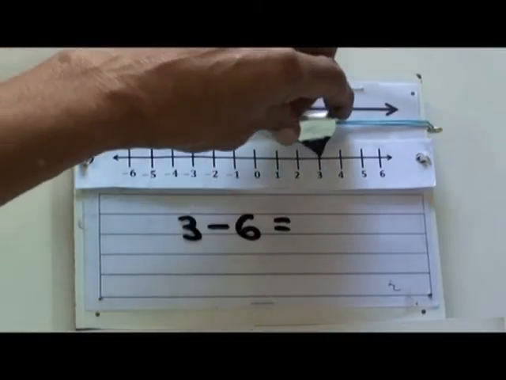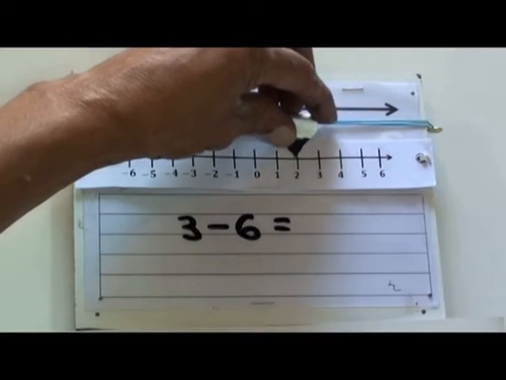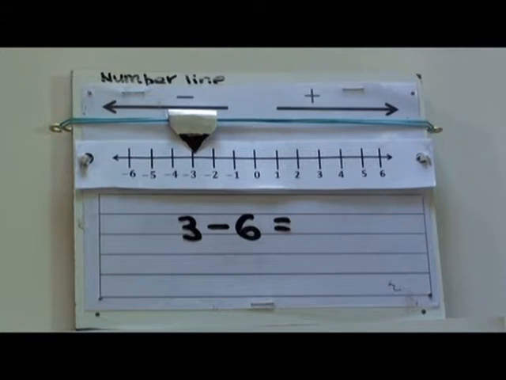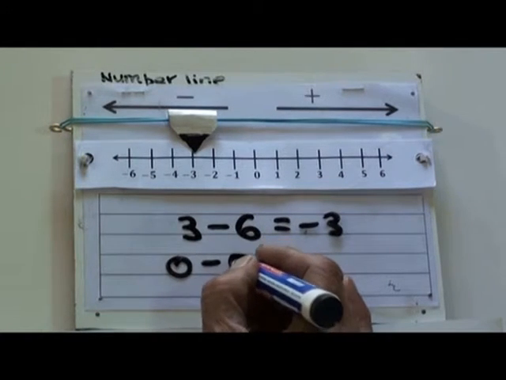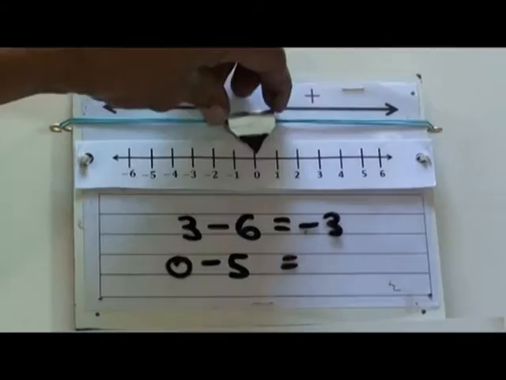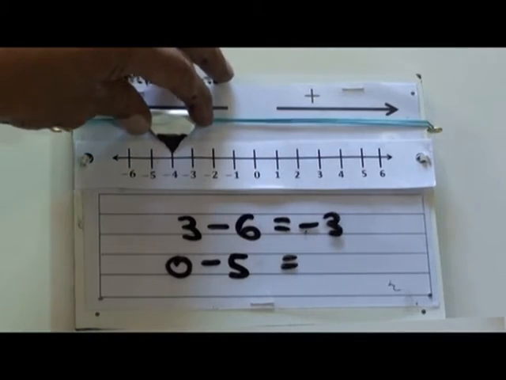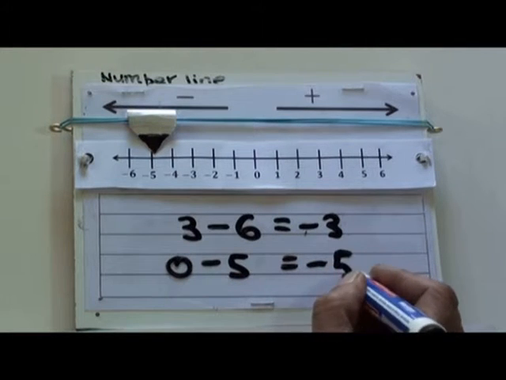So we can do 3 minus 6. Minus, we move on the left side. So it's 1, 2, 3, 4, 5, 6. 6 minus 3 is minus 3. So we can use this to enhance your ability to subtract and add negative integers. Let us do another one. 0 minus 5 is equal to, get it on 0 minus 5, we move left. 1, 2, 3, 4, 5. 0 minus 5 is equal to minus 5.